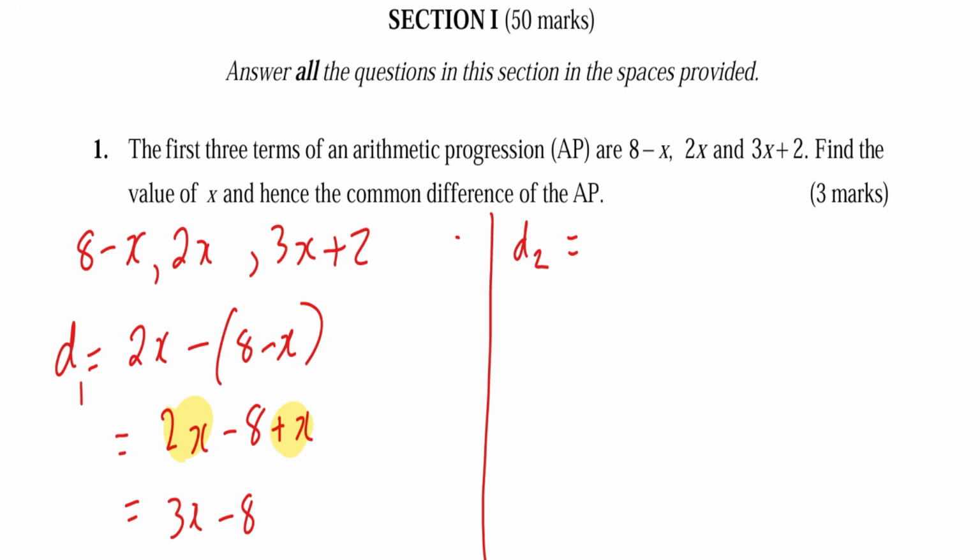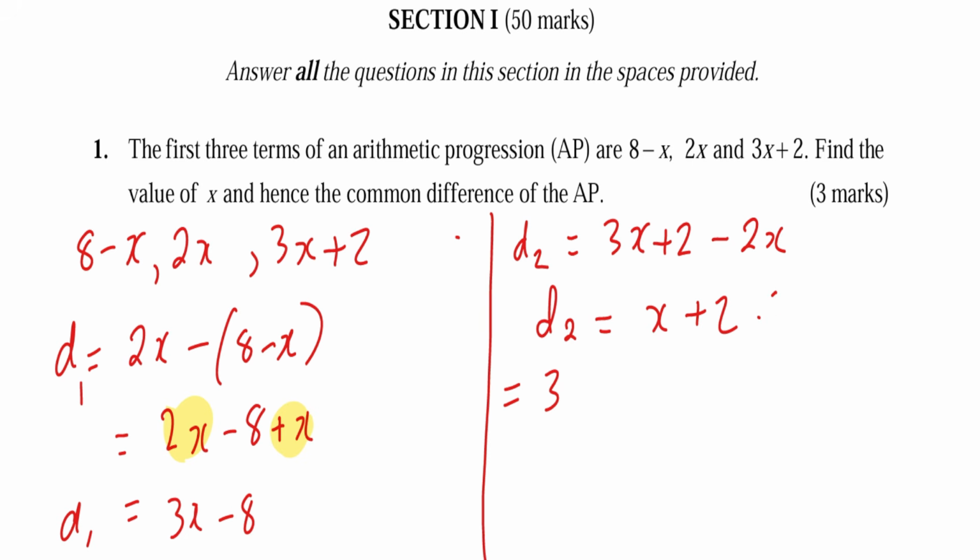But if you want to find another way of finding d, then it's usually the third, which is 3x plus 2, minus the second one, in which itakupa d2, which is 3x minus 2x, is basically just x. If you collect the like terms, x plus 2. So this is d1 and this is d2. Zote ni common difference, therefore d1 is equal to d2.